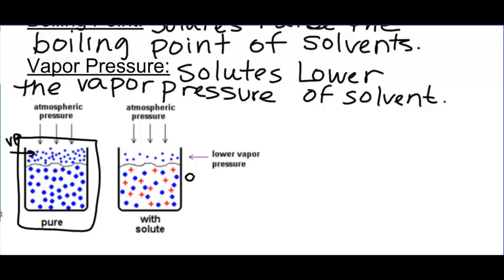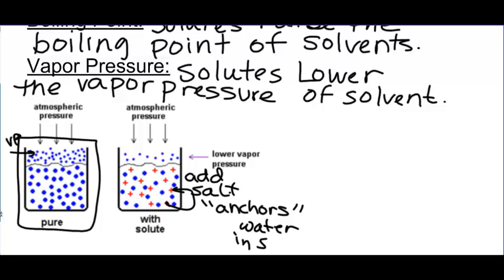When you add salt to water, these little pluses here represent the salt. They're going to be attracted to the water. So think of them like anchors to the water. Okay? So these little red pluses will hold on to the water molecules in solution and prevent them from evaporating. So if you prevent the water from evaporating, there's not as much gas, there's a lower vapor pressure.